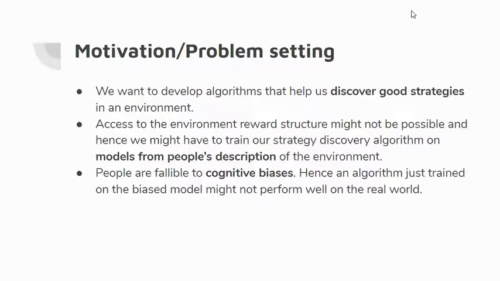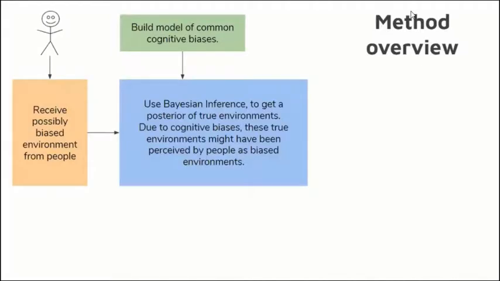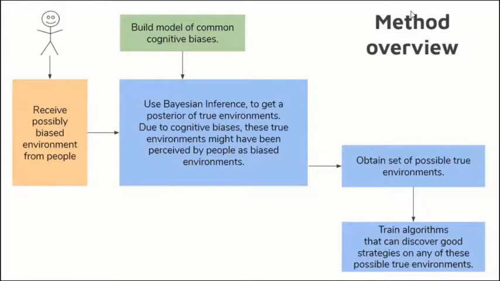In this project, we intend to solve this using Bayesian inference and provide a first proof of concept to solve such problems. Let's look at the overview of our work. At first, we build likelihood models of common cognitive biases. We receive possibly biased environment models from people. Given this biased environment and our model of cognitive biases, we use Bayesian inference to get a posterior of true environments. The obtained environments are those true environments which under some cognitive bias might have been perceived by people as biased environment. Now we train algorithms using all these possible true environments so that they can discover strategies that would work good on any of the true environments.